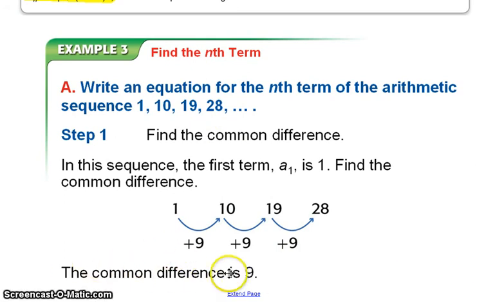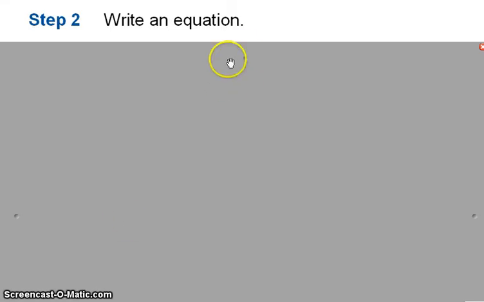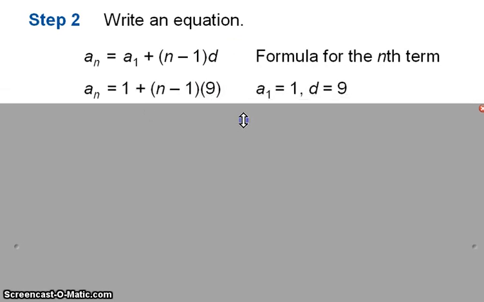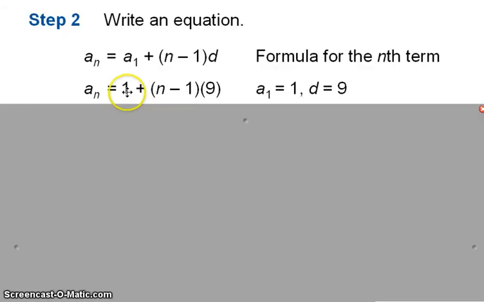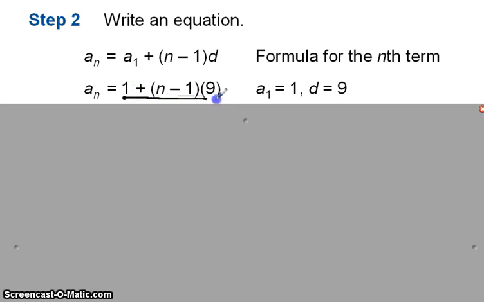Once we find the common difference, in this equation here, we now have our D. The next step, let's take that equation and plug in what we know. We know that the first term of our sequence was 1. If we go back and look at that sequence, our first term is 1. So that's why there's a 1 there. It's the first number in our sequence. 9 is our common difference. So what we have to do is take this part right here and simplify it, because that's going to be our equation.